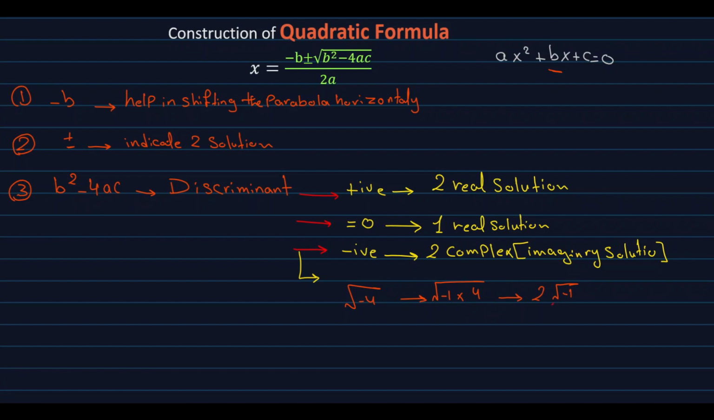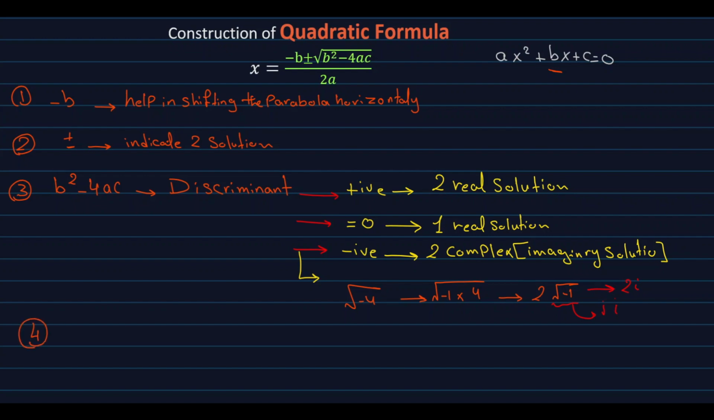Now, this part, the square root of negative 1, is the imaginary part, and we call it i or j. Then you write this as 2i or 2j. Some books use j, some books use i. This will lead us to have 2 complex imaginary solutions. The i part, or the square root of negative 1, is called the imaginary part.